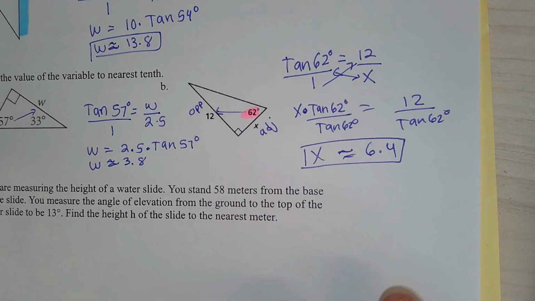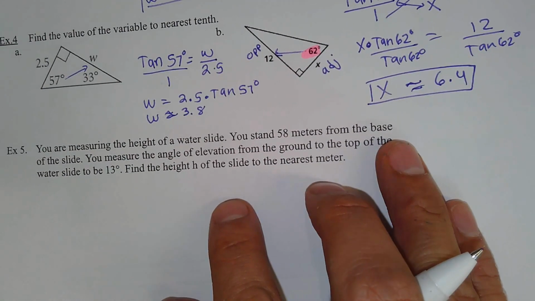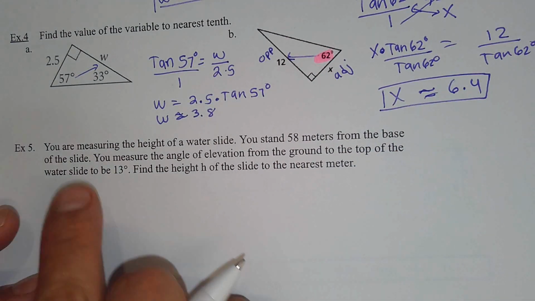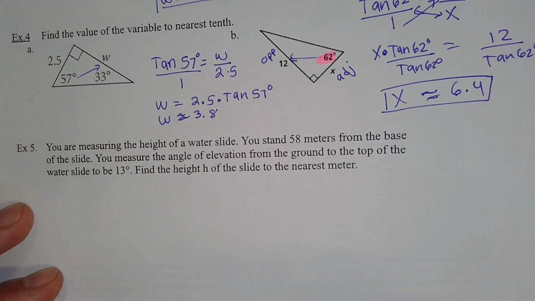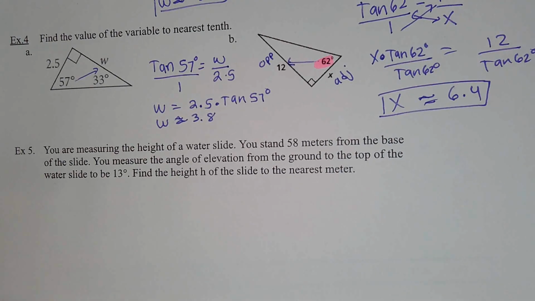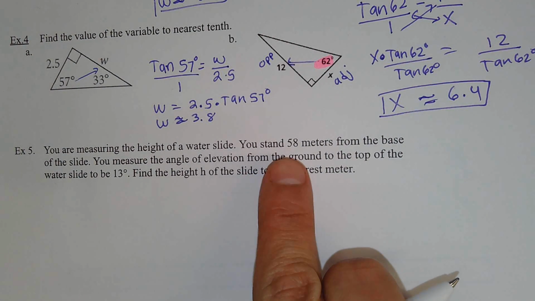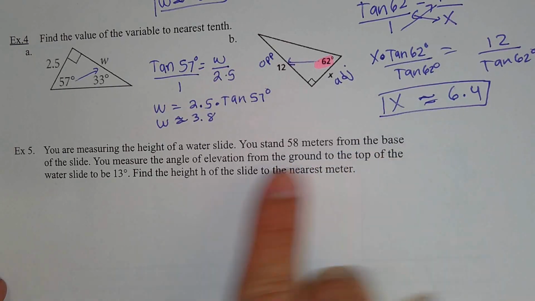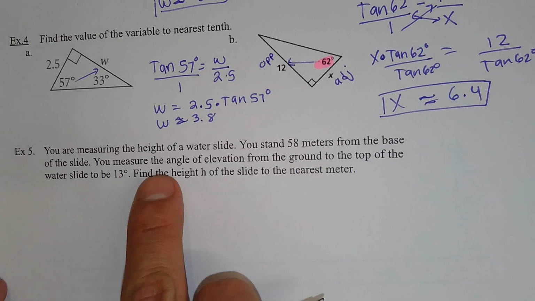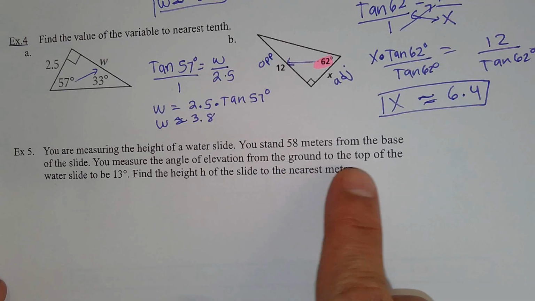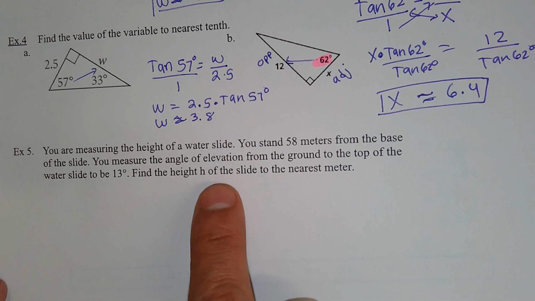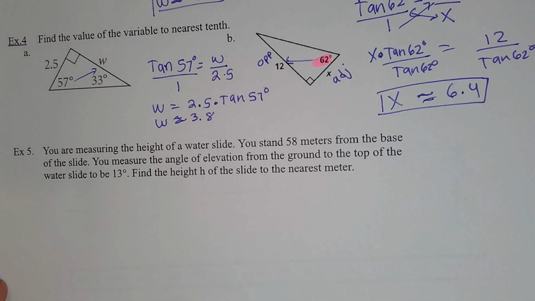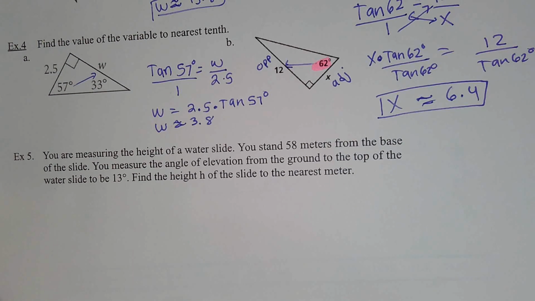Okay, let's do question number 5. You're measuring the height of a water slide. You stand 58 meters from the base of the slide. You measure an angle of elevation from the ground to the top of the water slide to be 13 degrees. Find the height of the slide to the nearest meter.